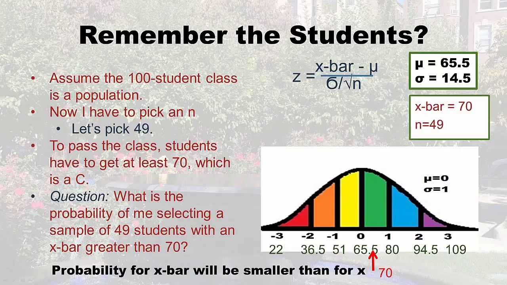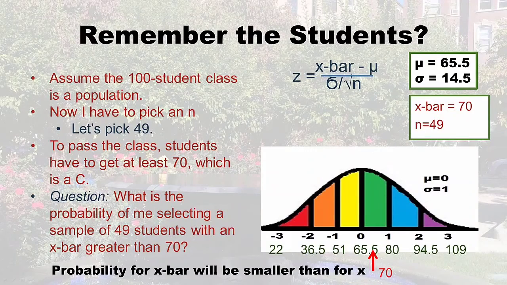So remember our poor chemistry class that I was in where I got a 73? Well, remember we were assuming it was a 100 student class, so there were 100 students in the class, n equals 100, capital N, right? Because they're the population. And then if you look on the slide, you'll see the mu of their scores was pretty bad. It was 65.5 on a 100-point test. And the population standard deviation was 14.5. So this was the population of this 100 student class.